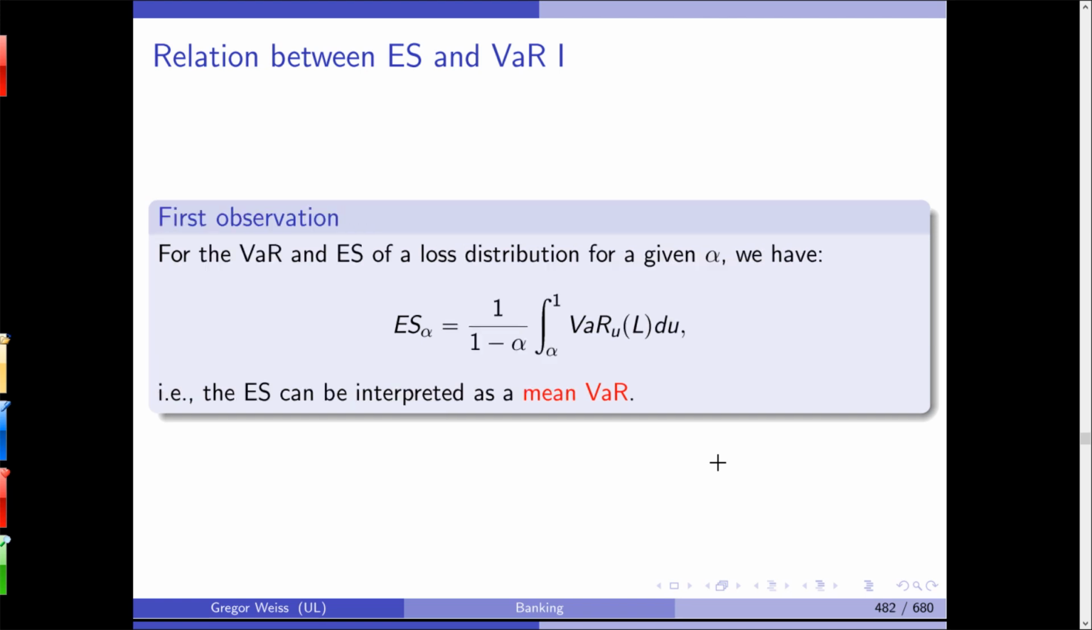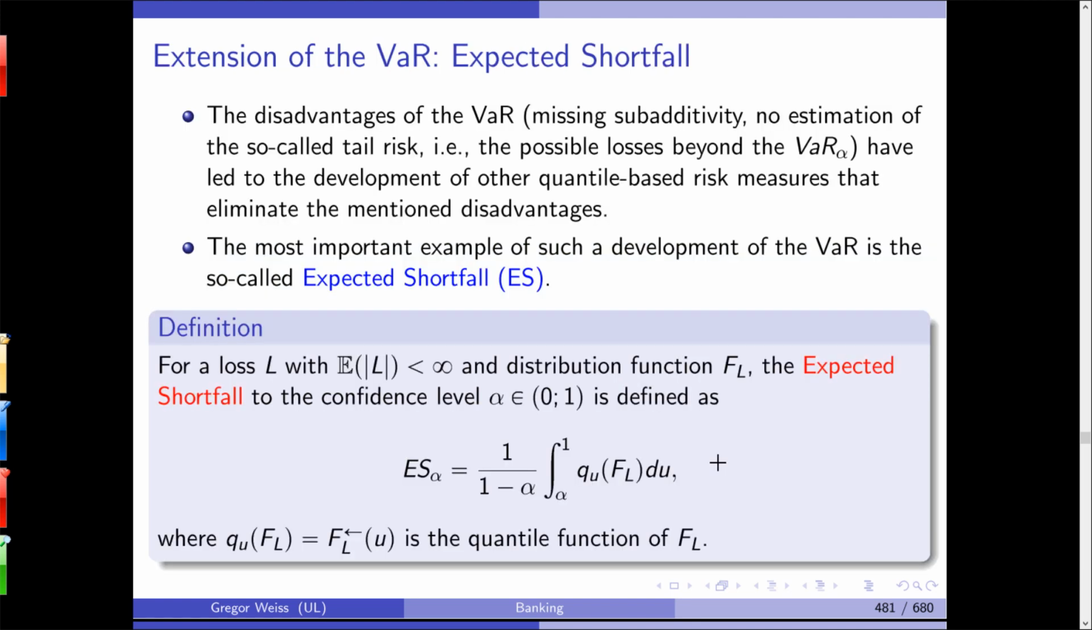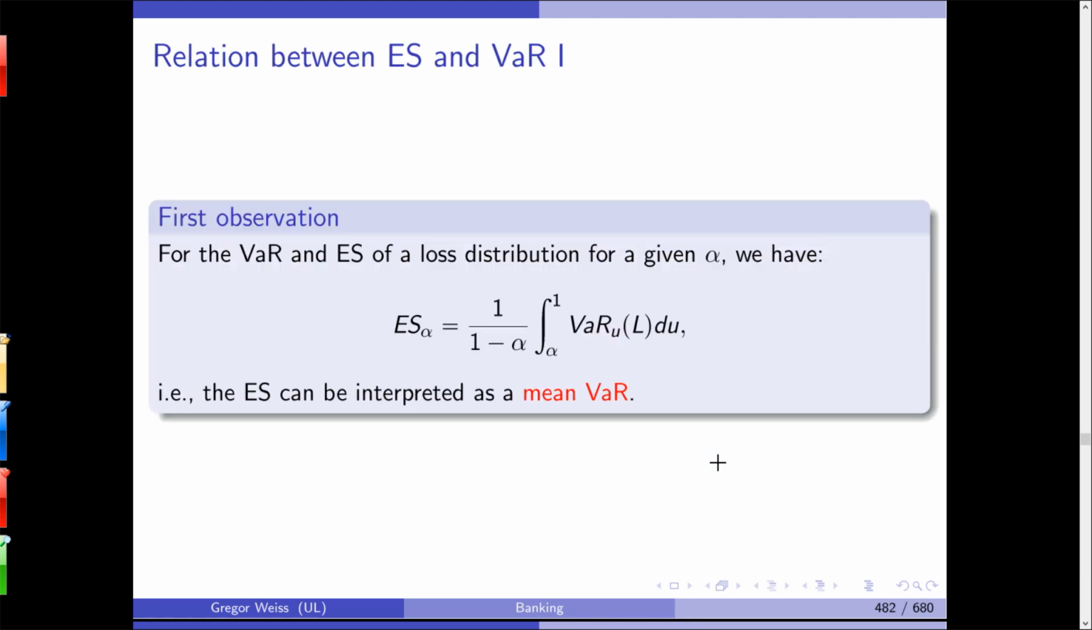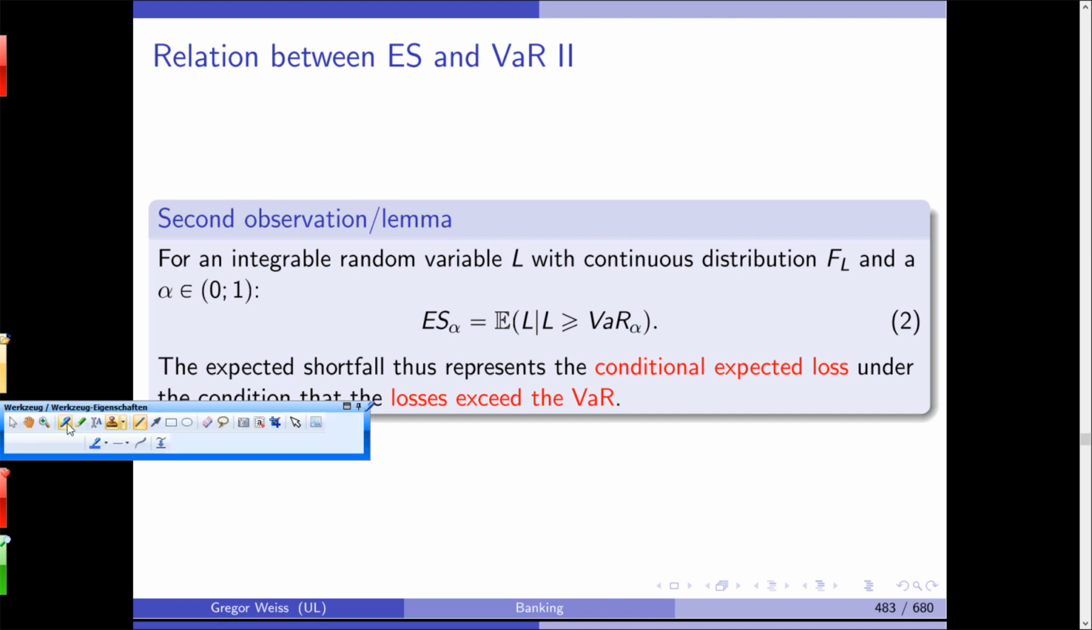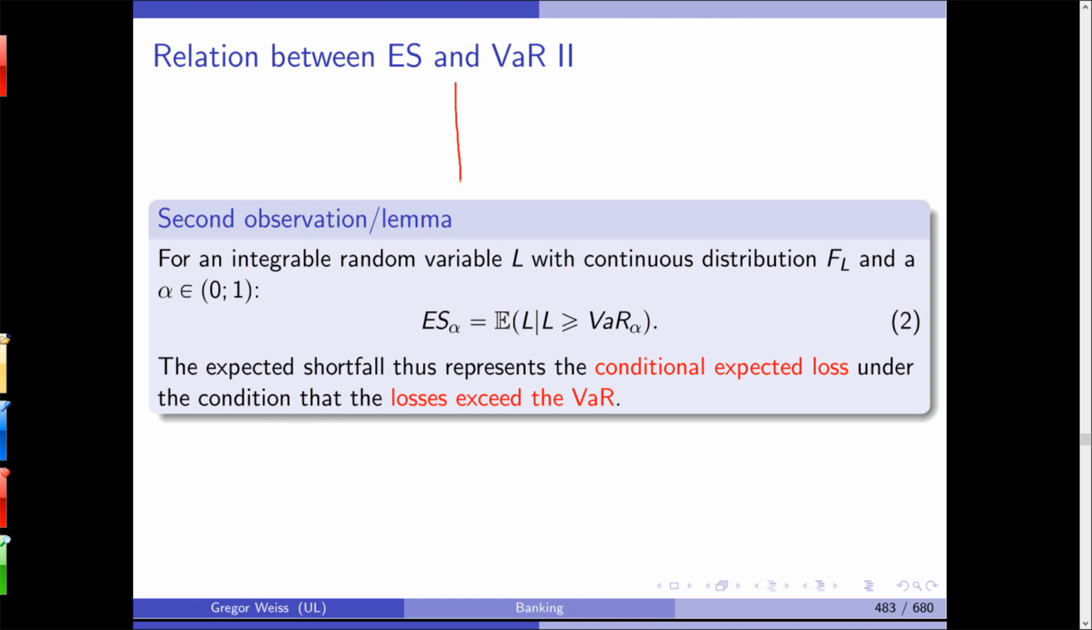So, yes, that's the definition, or that's the observation. Yes, this is also a definition, but let's stick to this one. Expected loss is the average of the losses beyond VAR. So if we are looking at a distribution, let's now look at a loss distribution.